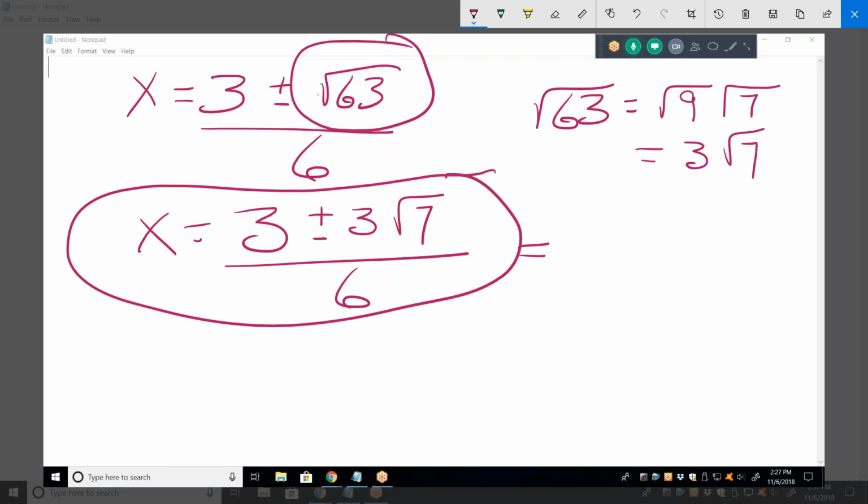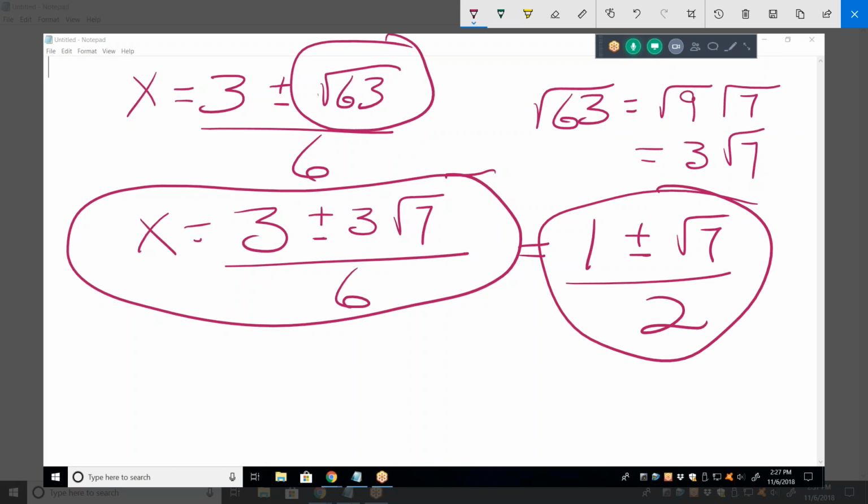Reduce that. What do you get? First of all, how are you going to reduce it? What are you going to do? You're going to divide top and bottom by what? Okay, so what do you get? Perfect. There's your answer.